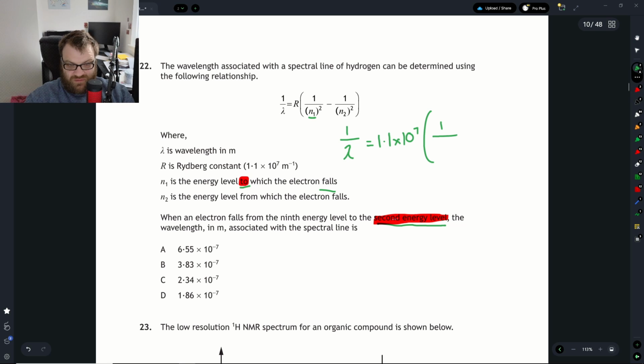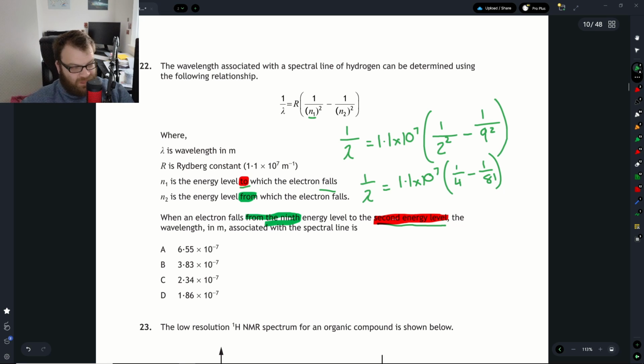We're going to have 2 squared, like the equation says. That's minus 1 over the value from which it falls. So from the 9th, that's going to be 1 over 9 squared. Close the brackets. We can then start to work our way through these values. 1.1 times 10 to the power of 7. In the brackets, we've got a quarter, take away 1 over 81. This will give us that 1 over the wavelength will equal 2614198. We're asked for lambda, not 1 over lambda.